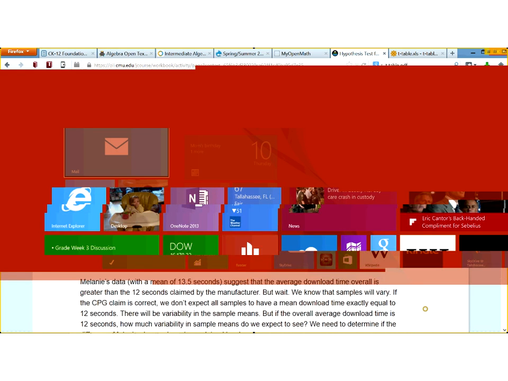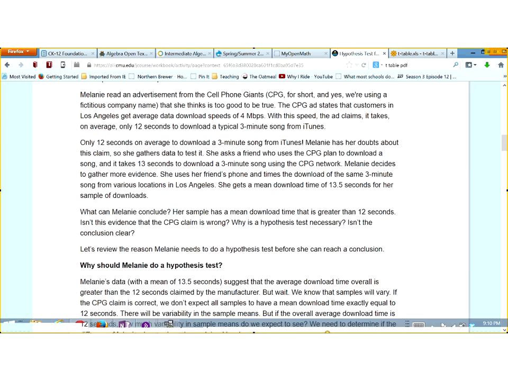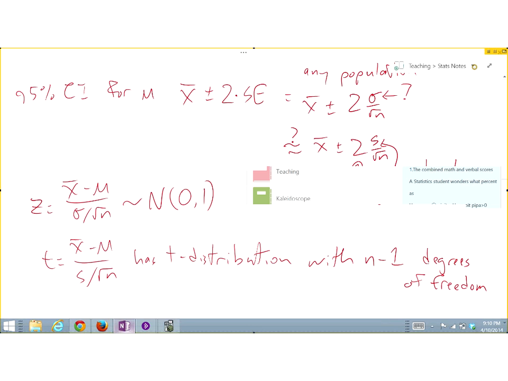Let's take a look and talk about what our hypotheses would be in terms of how she did this. Just like before, we still have a null and an alternative hypothesis. We have H0, which is mu equals something. Now it's about the population mean. Instead of being about p, it's about mu. And then HA is that mu is greater than, less than, or not equal to.